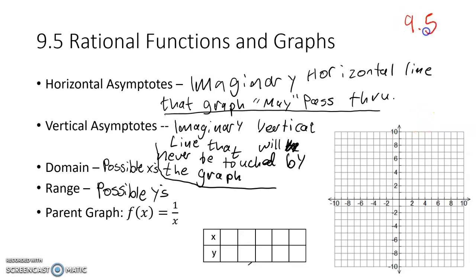Alright, everybody, my Algebra 1 people, these are your 9.5 notes. This will be the first part of the 9.5 notes. This is just kind of getting our feet wet with graphing rational functions.